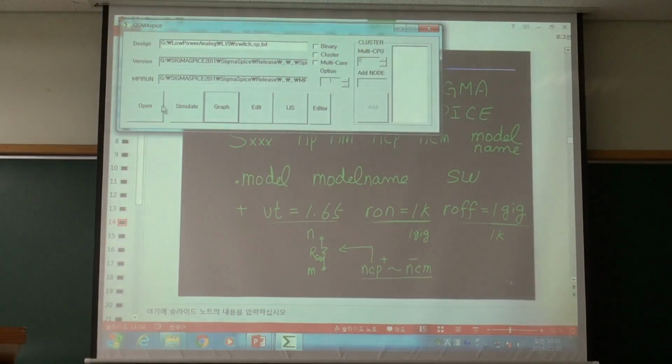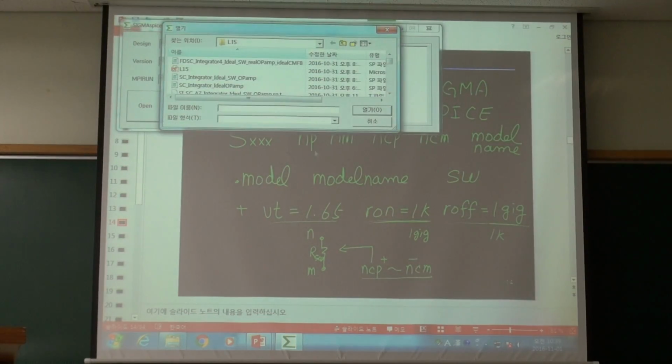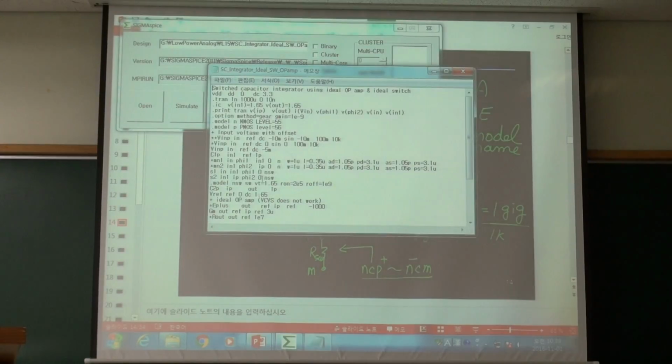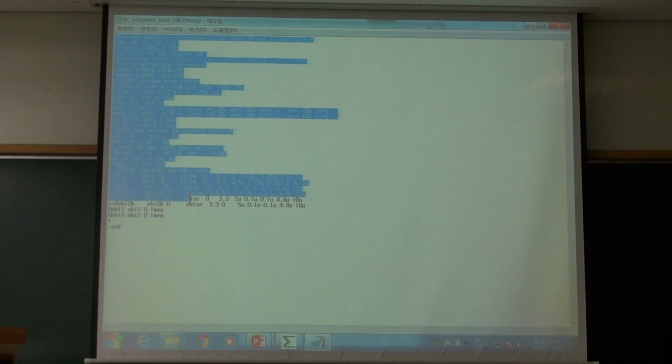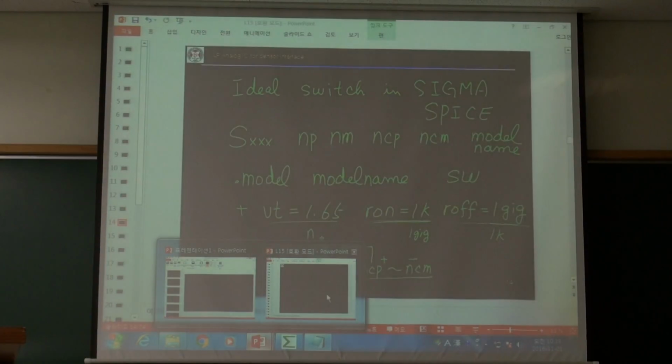Okay, any question? Nope. Okay, let's use this switch with the ideal op-amp, okay? So let's look at it. Let's copy this one into PowerPoint.